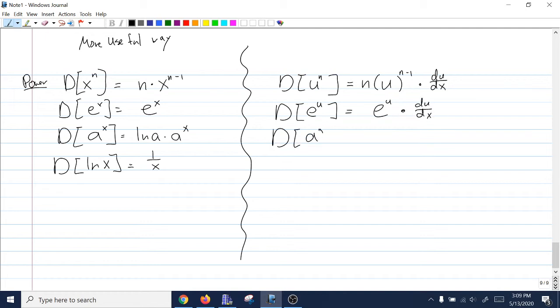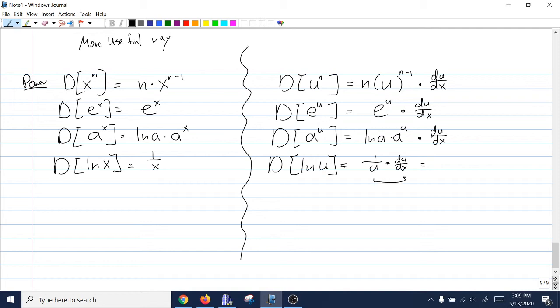What's the derivative of a to the stuff? The derivative of a to the x is ln a times a to the x. The derivative of a to the something is ln a times a to the something, times the derivative of the inside. What's the derivative of natural log of stuff? It's 1 over the stuff times the derivative of the inside.